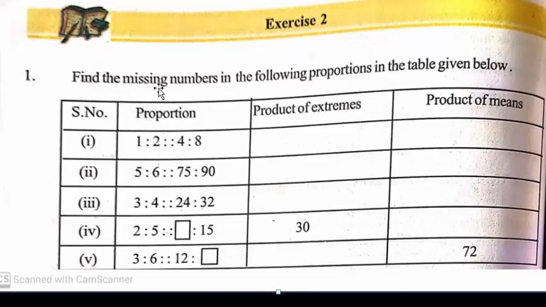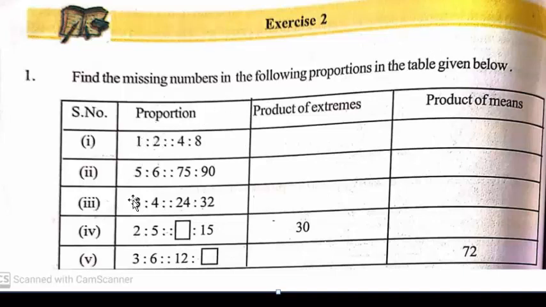Problem 1. Find the missing numbers in the following properties in the table given below. ఈ కింద ఇచ్చిన టేబుల్లో మనకి ఈ ప్రాపర్టీస్ని ఉపయోగించి, ప్రపోర్షనల్ ప్రాపర్టీని ఉపయోగించి ఈ మిస్సింగ్ టర్మ్స్ని మనం చెప్పాలి.